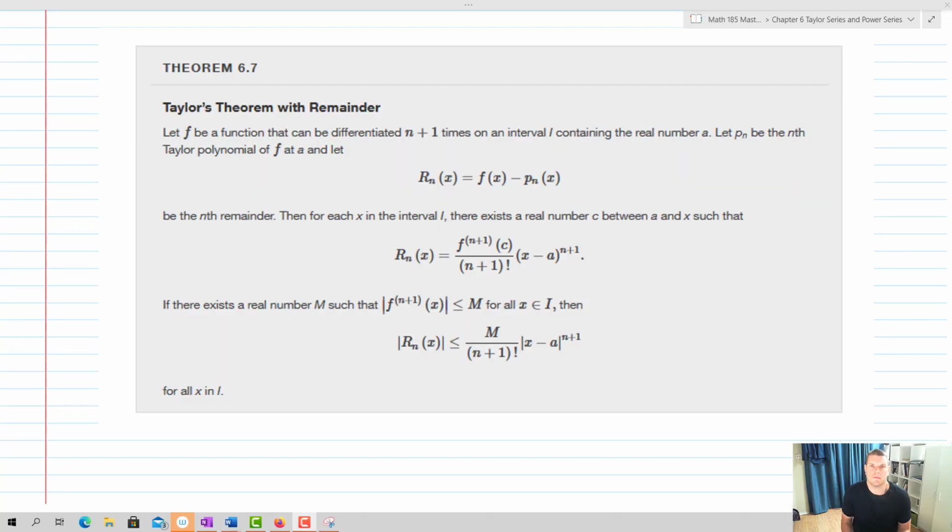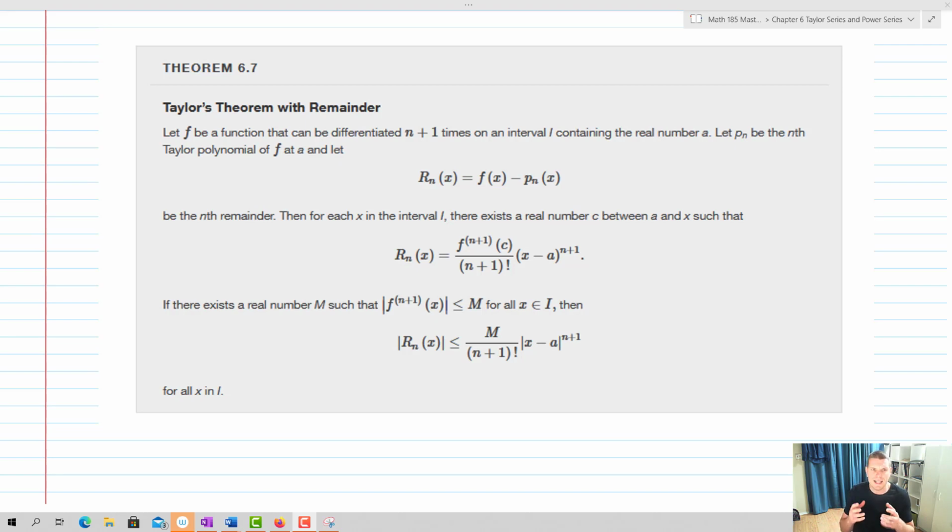So the natural outgrowth of that is, well, how big is that error? Let's say, for example, I take a Taylor polynomial of a certain size, say Pn, and I want to figure out how much error I am going to get with that particular Taylor polynomial when I try to approximate our function f of x with it. So what we are going to use to figure that out is Taylor's theorem with a remainder.